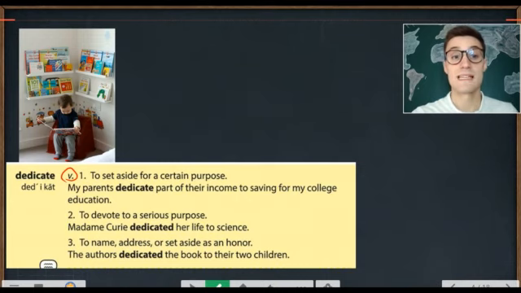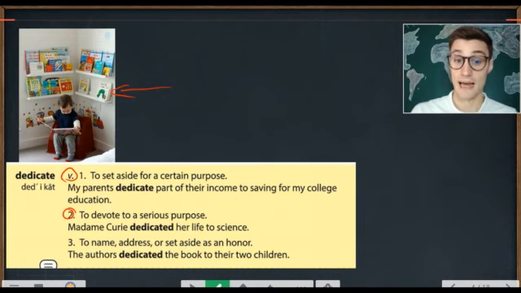In school, you will see a dedicated area for doing certain things. This area is dedicated for reading. It is set aside for a certain purpose, for reading. The second verb meaning, to dedicate, is to devote to a serious purpose. So you can dedicate your attention to something. Madame Curie dedicated her life to science. She dedicated her life, her time. She devoted to a serious purpose.